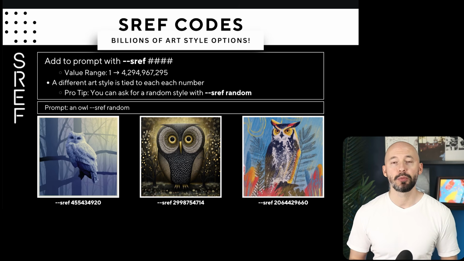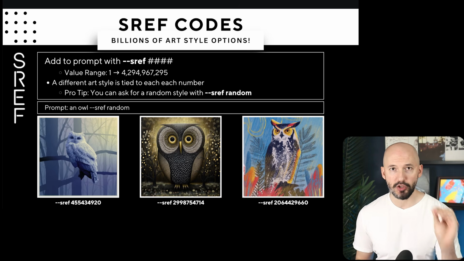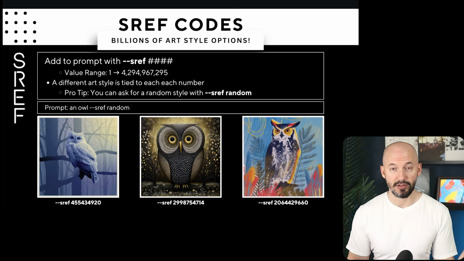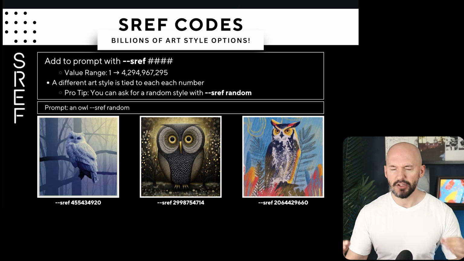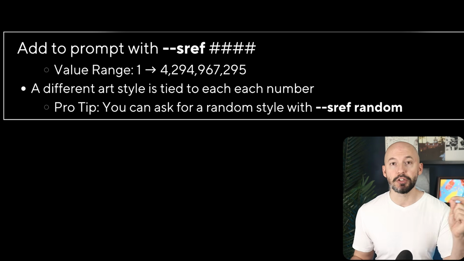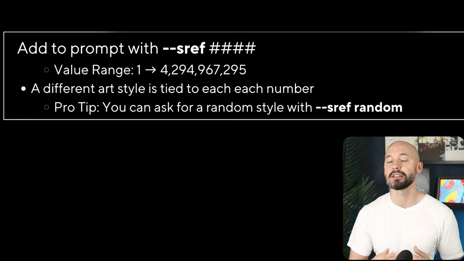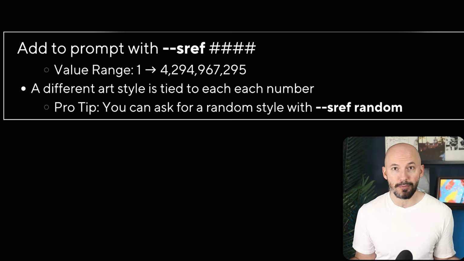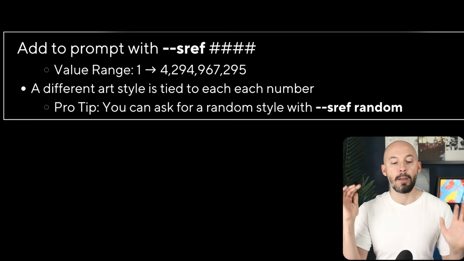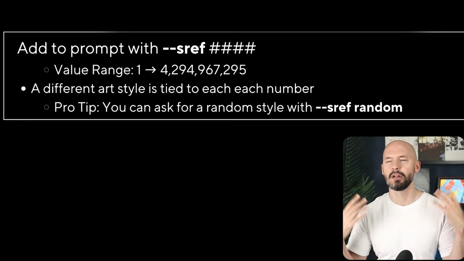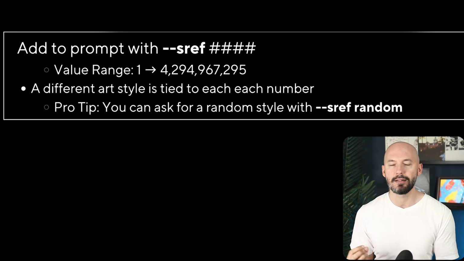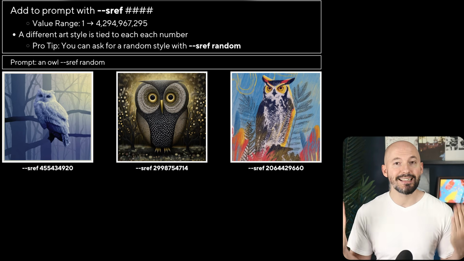Another one of my favorite parameters, style reference codes. There are billions of art style options to explore, literally billions, okay? You can trigger this parameter at the end of your prompt by adding --SREF, style reference. Leave a space and then type any number you want. Try your lucky number, mash the keyboard, it doesn't matter. You might find something cool at the end. A different art style is going to be tied to each number.